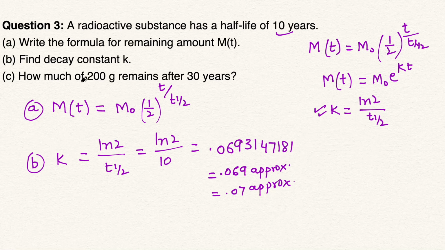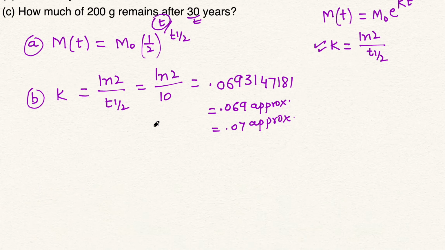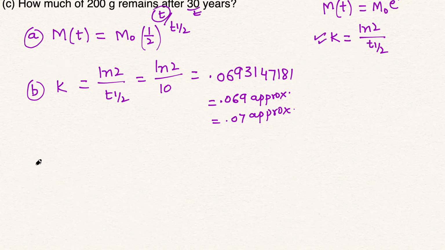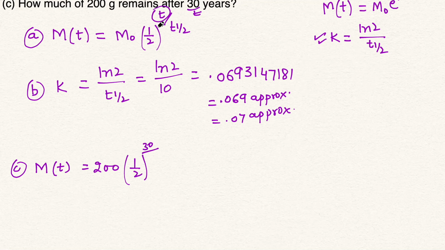Perfect. How much of 200 grams remains after 30 years? Now this is the time. The half-life period is 10, but we have to calculate the amount after 30 years. So this is the time, this one. We will apply the simple formula: how much is the variable here. Initial amount 200, times 1 over 2 raised to the power 30, the time, over the half-life period 10.